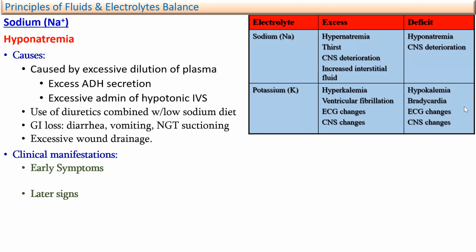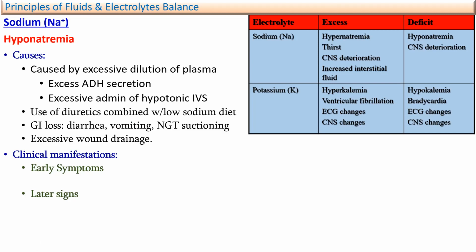Hyponatremia. Causes of hyponatremia: it's caused by excessive dilution of plasma, excess secretion of the ADH hormone, excessive administration of hypotonic IV solution, and sometimes from using diuretics combined with a low sodium diet.